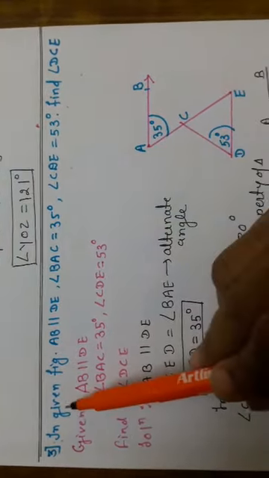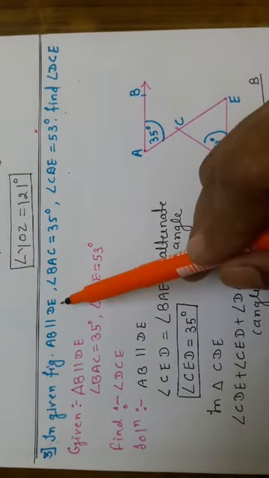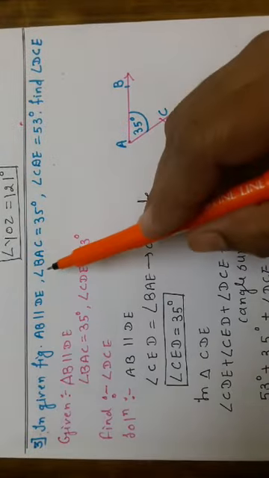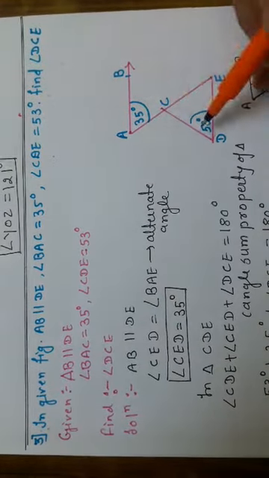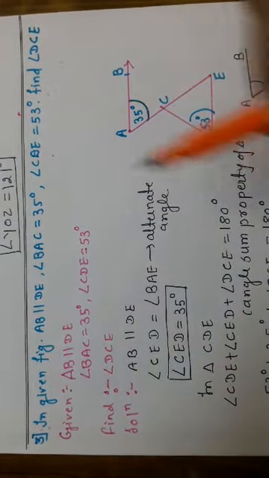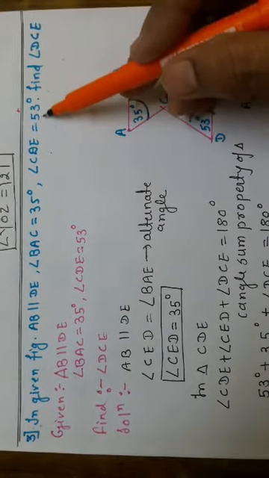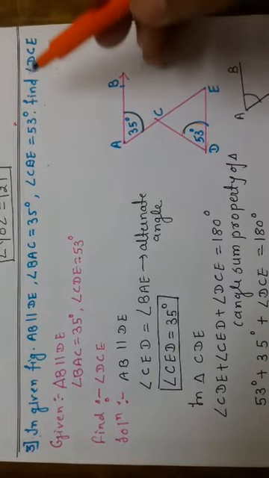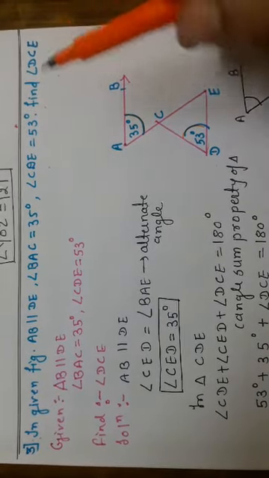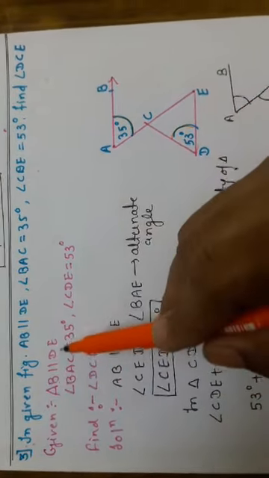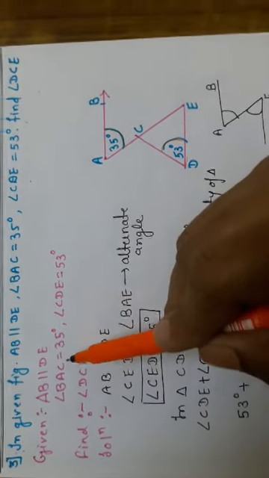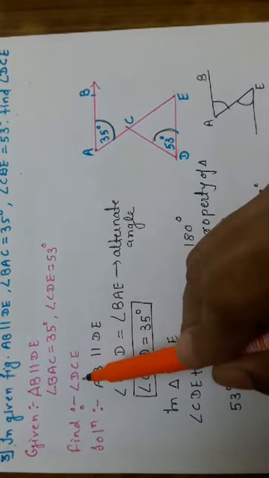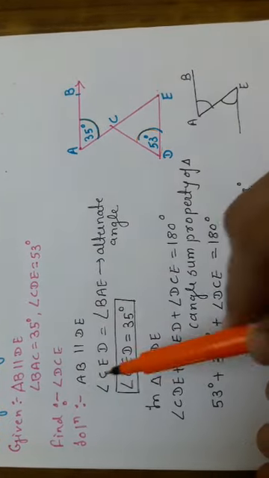Third problem. In the given figure, AB is parallel to DE. Angle BAC is equal to 35 degrees, this angle they have given as 35 degrees. Angle CDE is equal to 53 degrees. Find angle DCE. Now what's given? AB is parallel to DE, angle BAC is equal to 35 degrees, angle CDE is equal to 53 degrees, and we have to find the angle DCE.